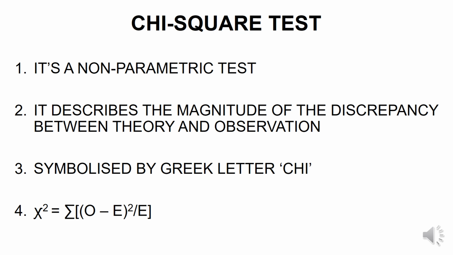The Chi-Square test describes and explains the magnitude of discrepancy between theory and observation. It is symbolized by the Greek letter chi, and the formula is the summation of the fraction, that is, O minus E whole square in the numerator, divided by E in the denominator.